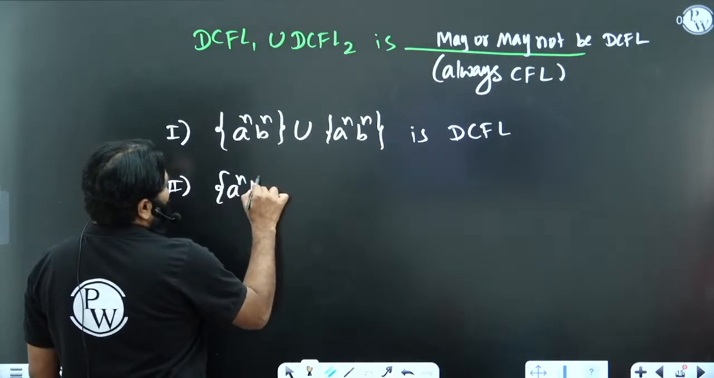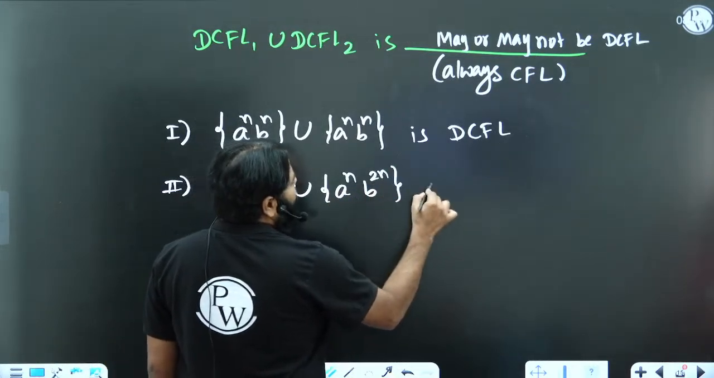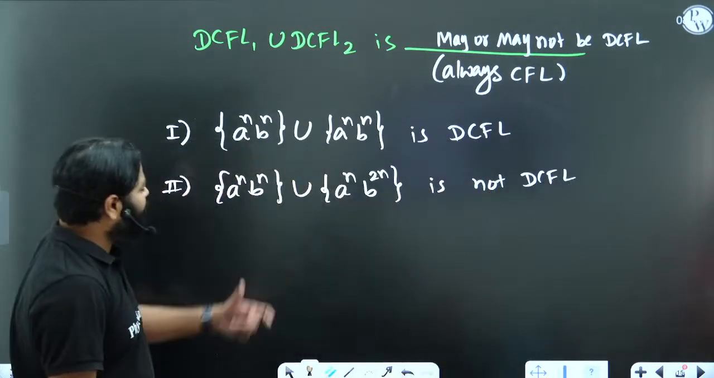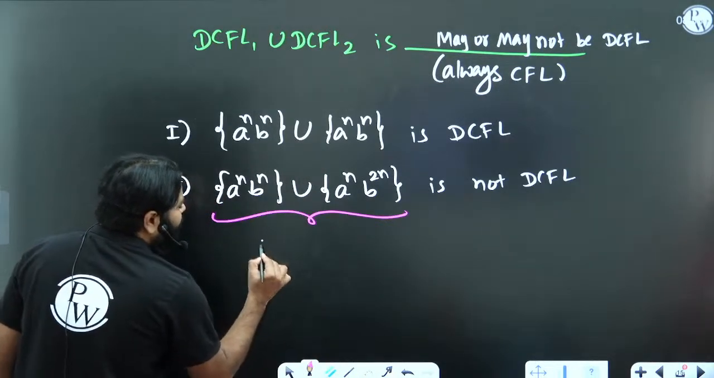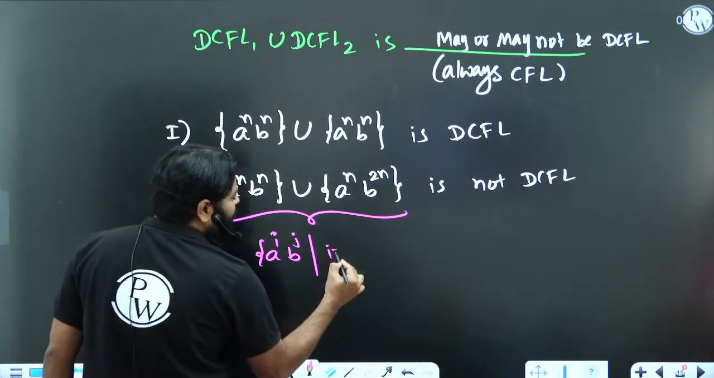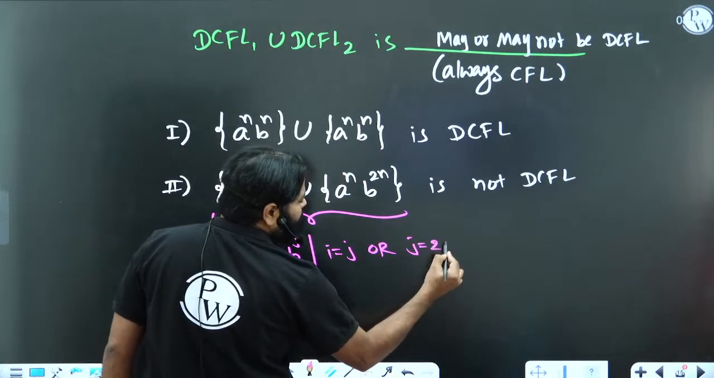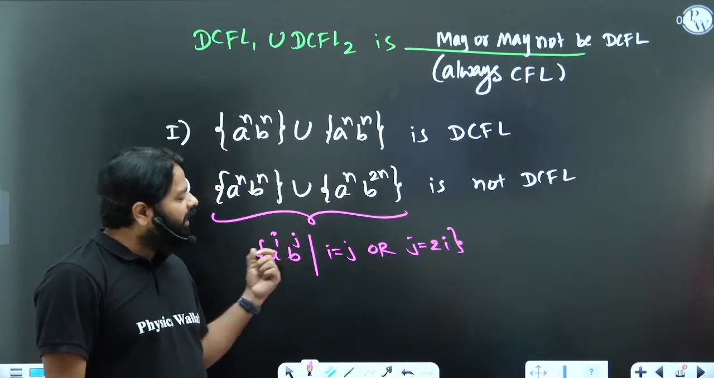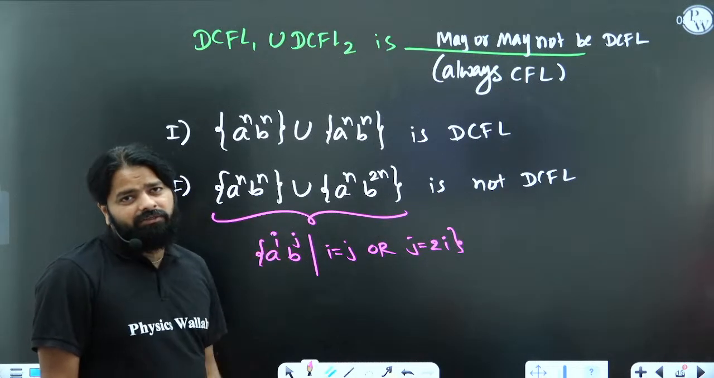a^n b^n union, I will take here a^n b^2n. This is not a DCFL, but it is a CFL. What is the language you get here? If you combine these 2, you will get a^i b^j where either i equals j, or j is twice i. Now one kind of string says both are equal, and the other kind of string says b's are twice the a's.